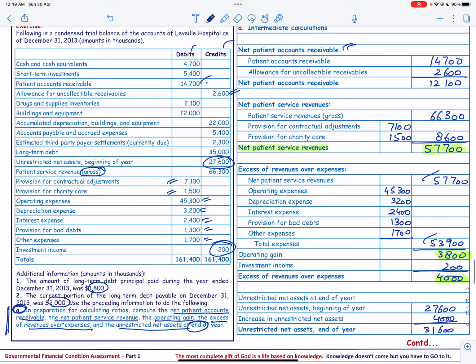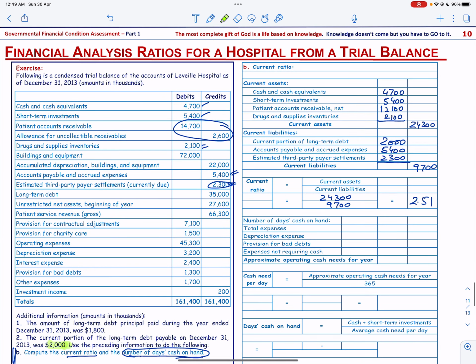Total expenses were 53,900. Total expenses are 53,900, and from this we are going to subtract the non-cash expenses, that is the depreciation expense and provision for bad debts. Depreciation is 3,200 and provision for bad debt is 1,300. So we have 3,200 and 1,300, and this is equal to 4,500.